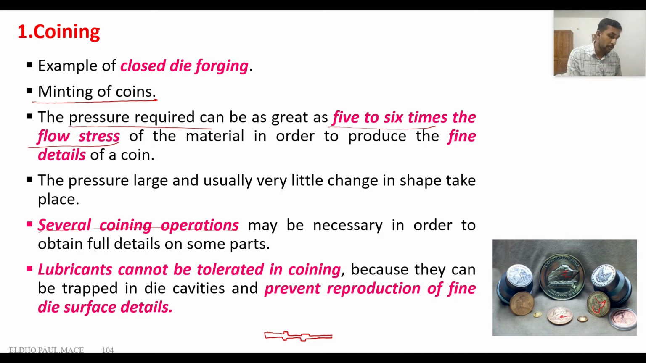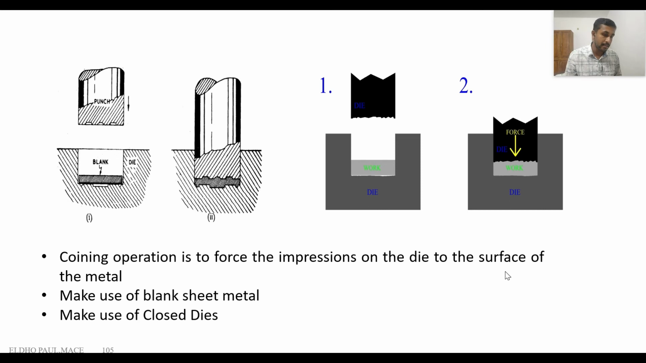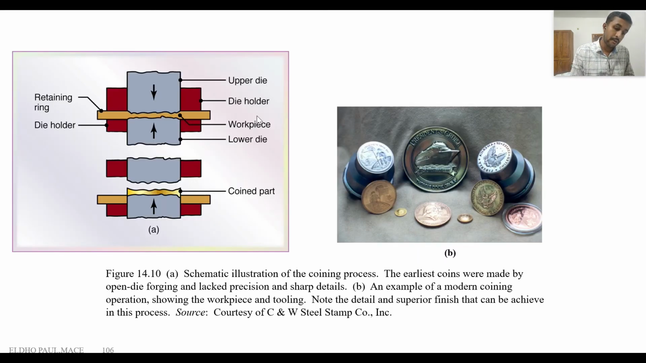Here we are not using lubricants. When we use a lubricant, what happens? The lubricant occupies this region, and this will prevent the exact impressions and projections on the coin. So we are not using lubricants. The coining operation is to force the impressions on the die. In the die we have some impressions, and these are forced against the blank to produce projections and impressions on the workpiece. So this is a closed die forging operation. We can see different coins produced using forging operations.